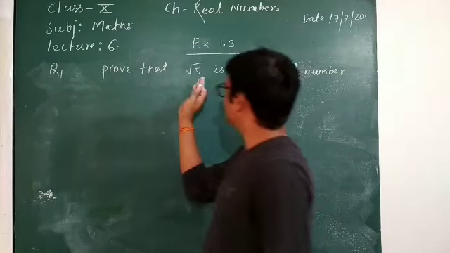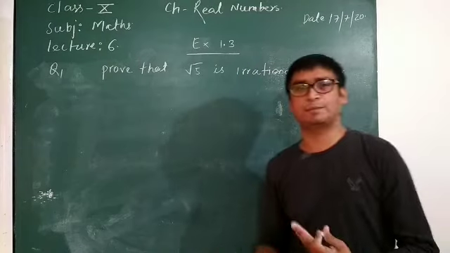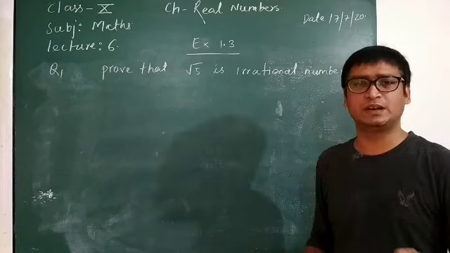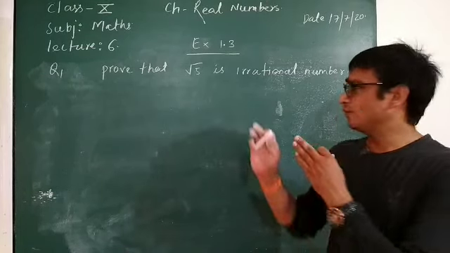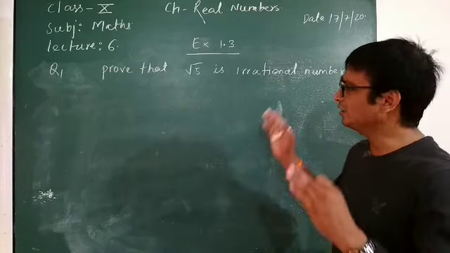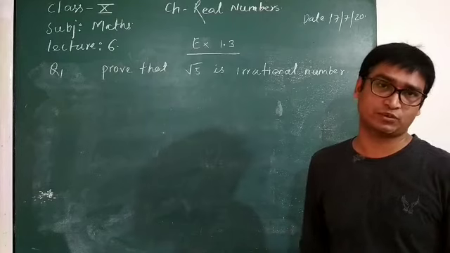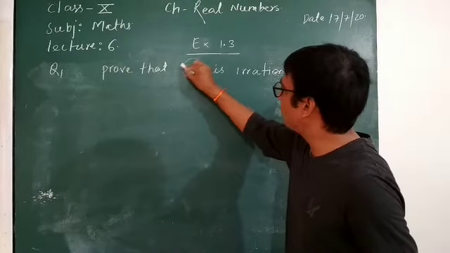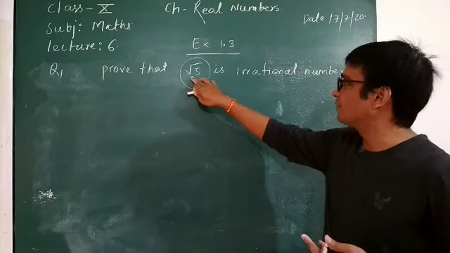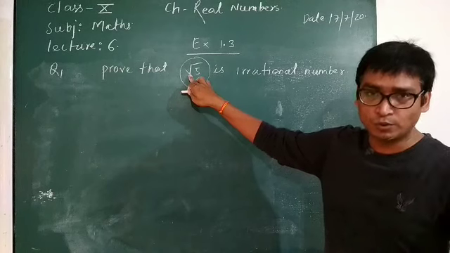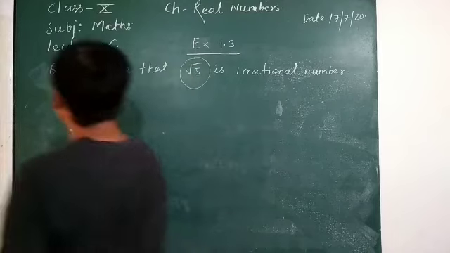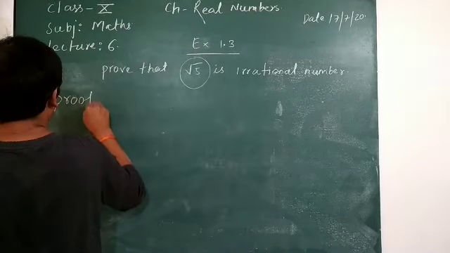This can be proved on the basis of theorem 1.4, whatever we did. We can prove any such number, like root 7, root 5, root 2, root 3, in a similar pattern. There are no changes at all. There will be only a change while squaring: you will get 5 here, you will get 7 if it is root 7, and 3 if it is root 3. So again we come to the proof first.